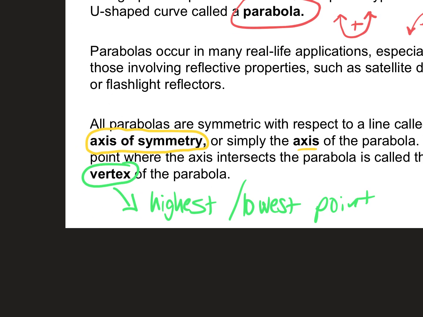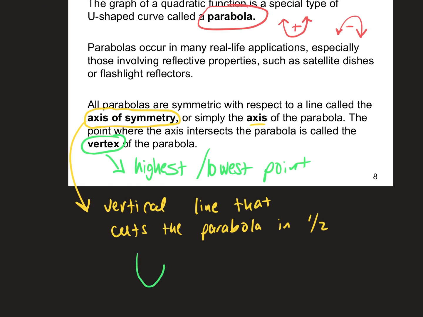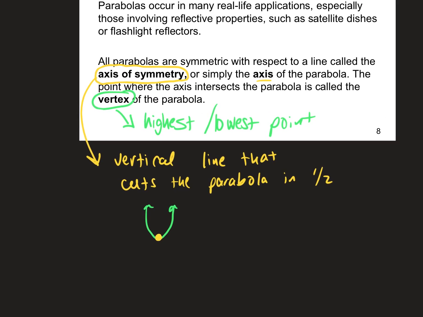And your axis of symmetry is a vertical line that does what, do you think, to the parabola? It cuts it in half. Good job. Cuts the parabola in half, up and down. So you have a parabola, and your parabola looks something like this. Here's my parabola, and here's my vertex. My axis of symmetry is going to be this vertical line that cuts the parabola in half.